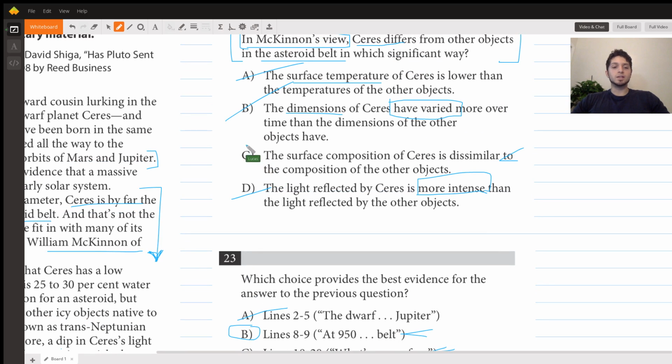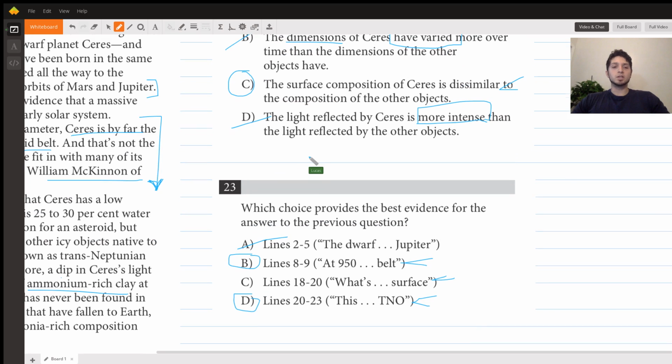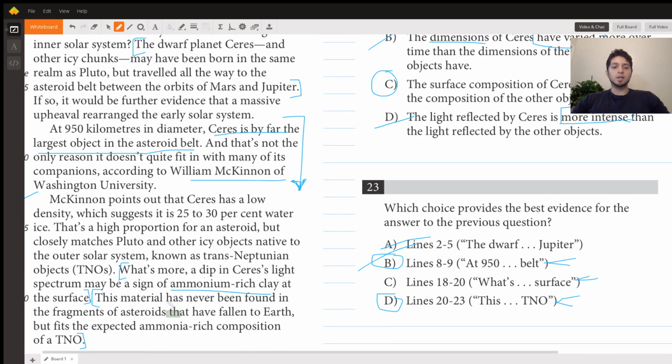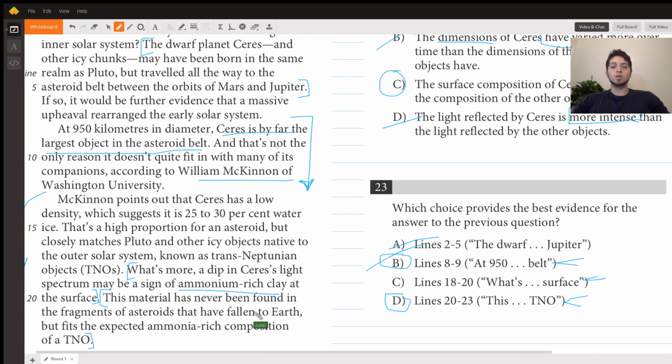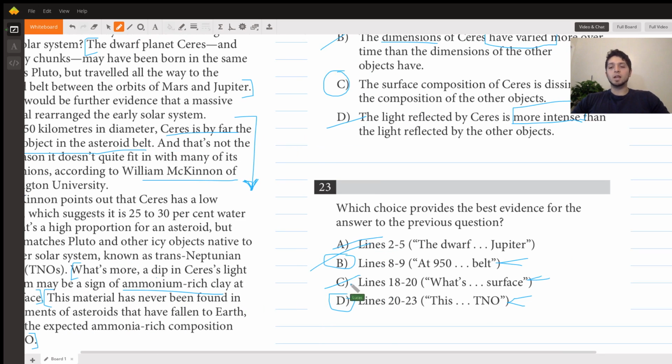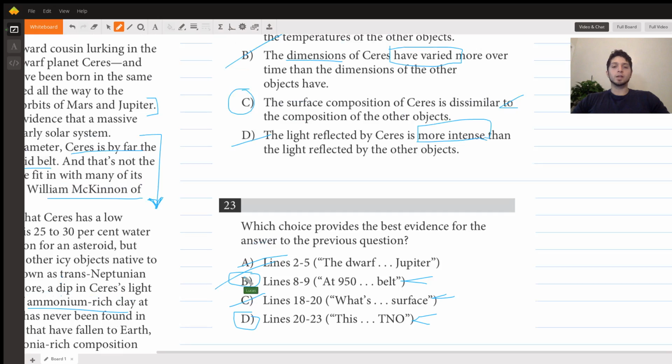The surface composition is dissimilar to the composition of the other objects, which means B is out for 23. And which means it has to be either C or D. And like I said before, I think D more explicitly tells us why this is special to have the ammonium-rich clay, why this makes Ceres different from the other objects. So I get rid of C and choose answer choice D as our correct answer for 23.